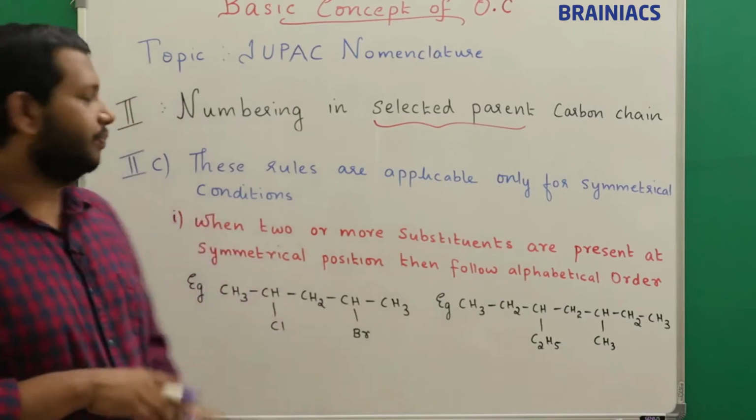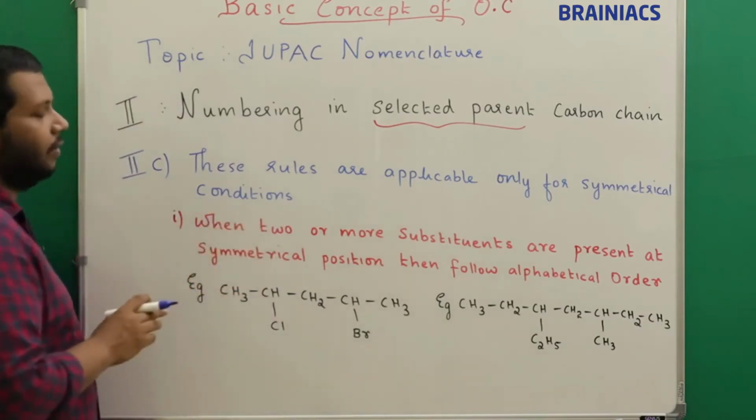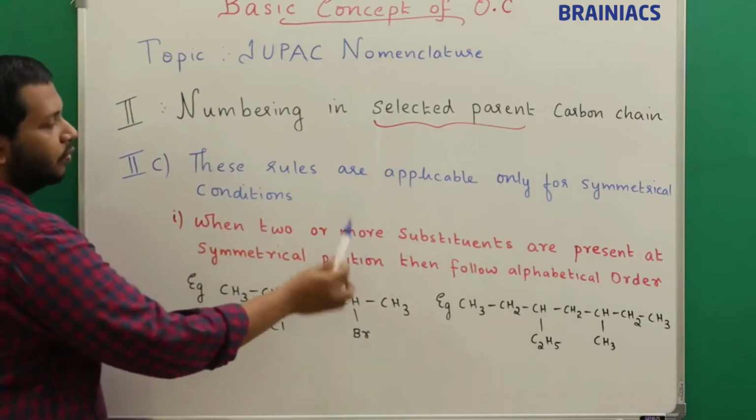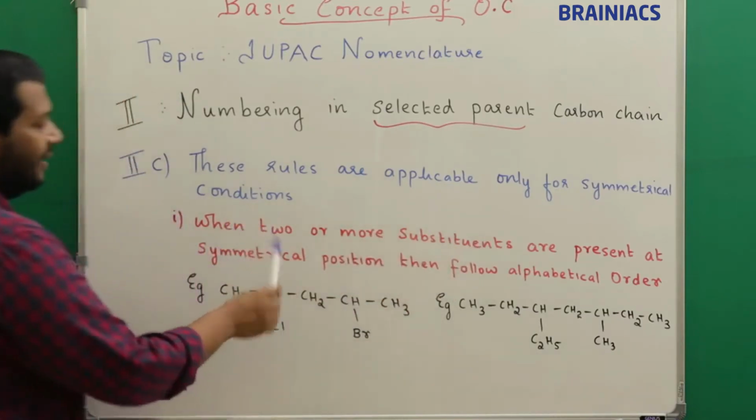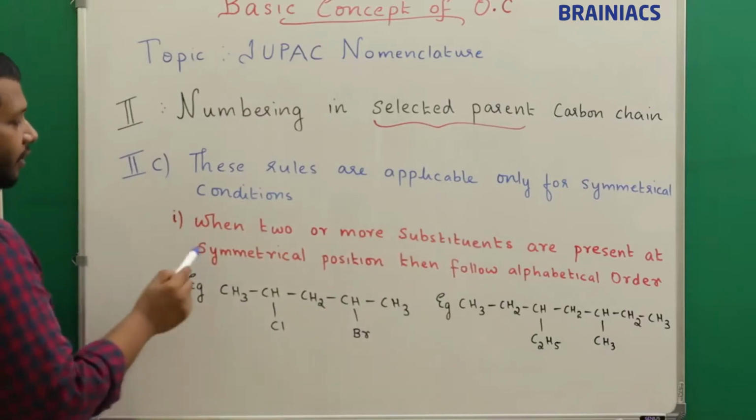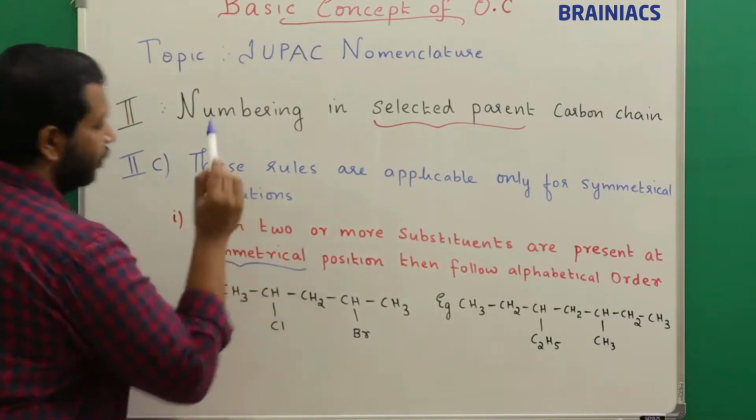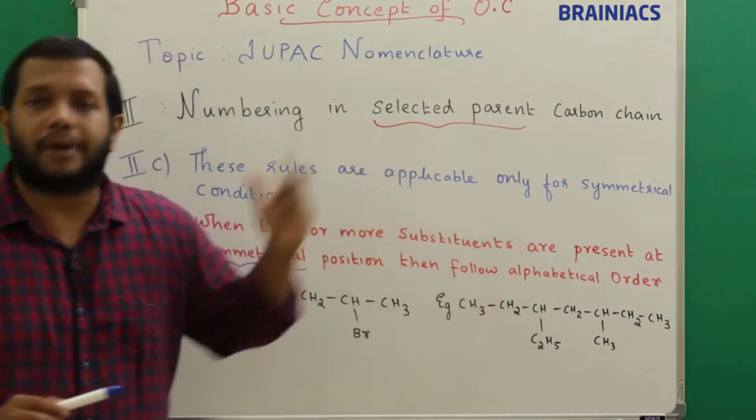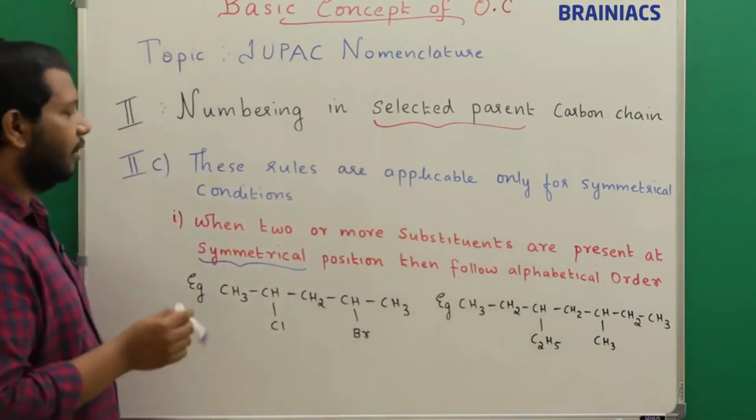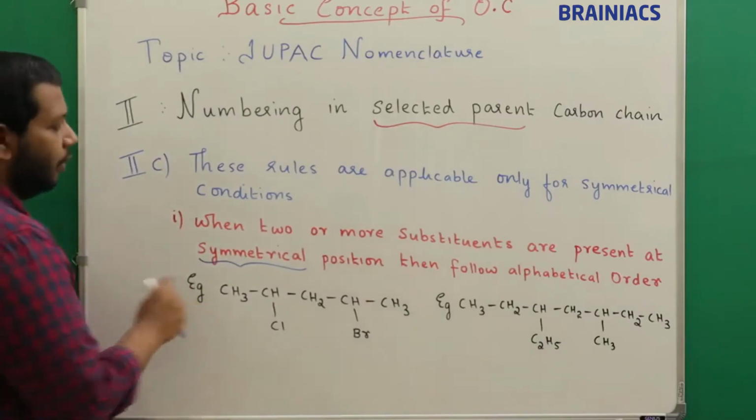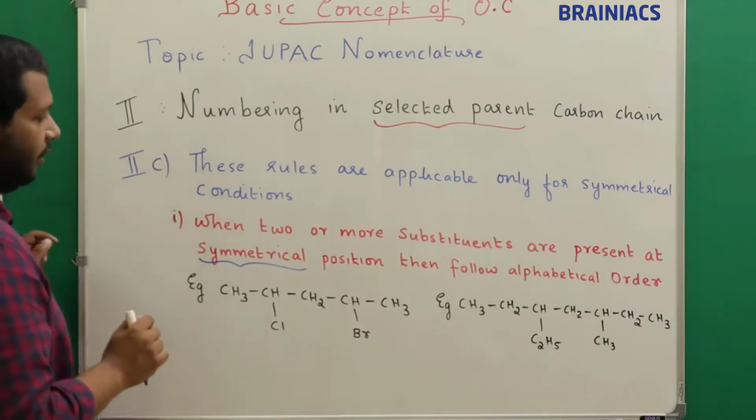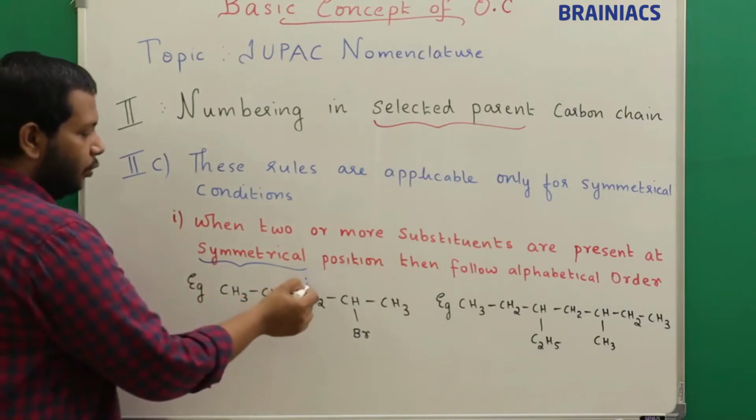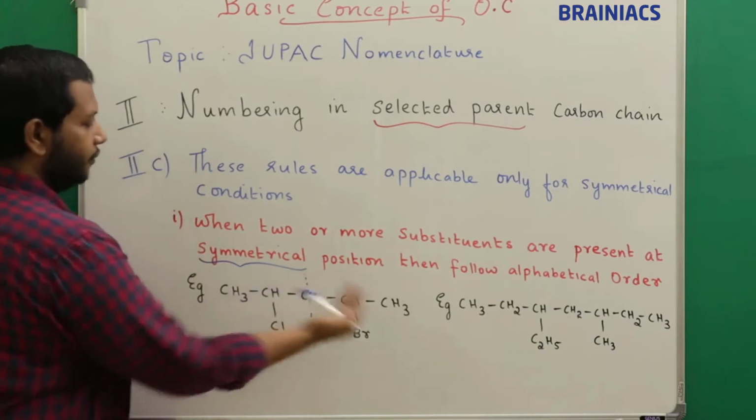Let's see that. Now what is the first rule saying? The rule states that when two or more substituents are present at symmetrical position, very important, at symmetrical position, then follow alphabetical order for numbering. So what does that mean? Let's see first of all example 1, where we see what symmetry actually is. You have a compound here. What symmetrical means is if I divide this compound into two halves.